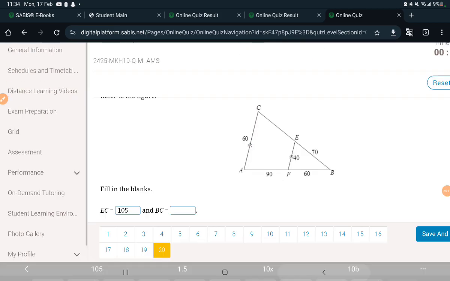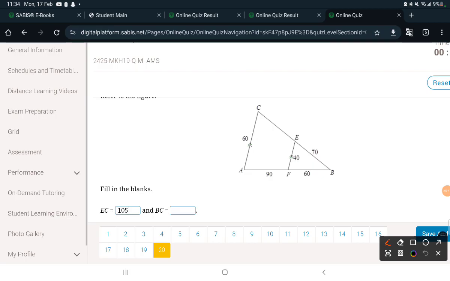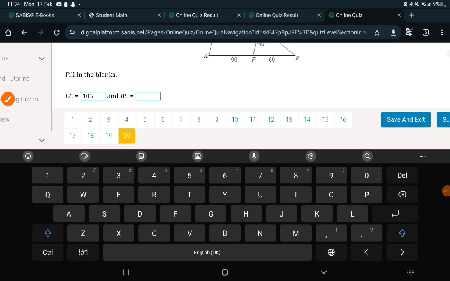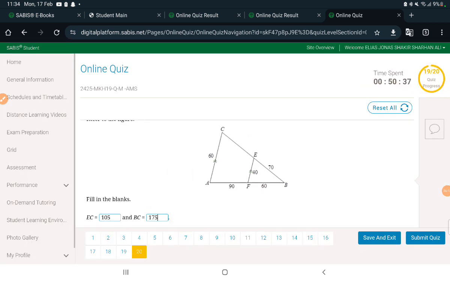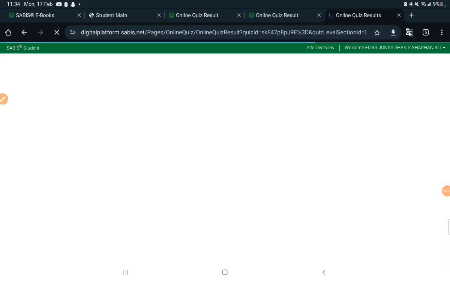We just found EC. Okay, now they want to find the length of BC, which is EC plus BE. So all you do here is just do 105 plus 70, which equals 175. That's a very simple question. Alright, let's see if we got them all correct. And yeah.